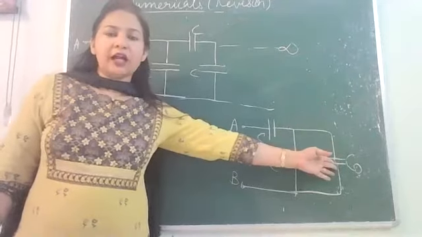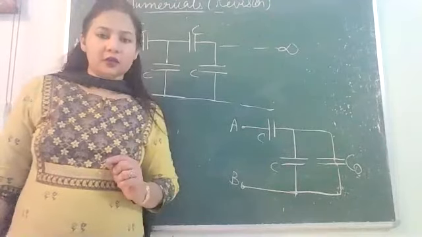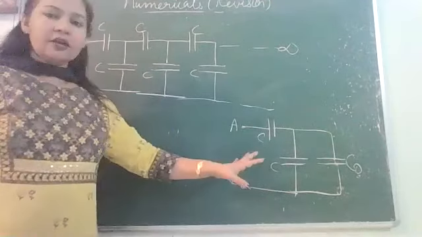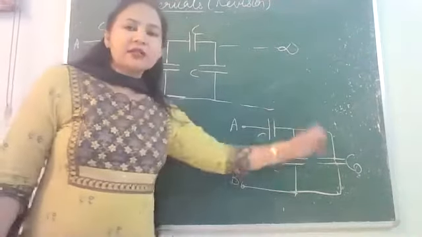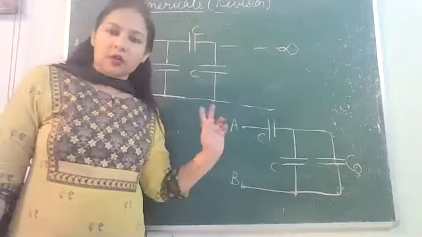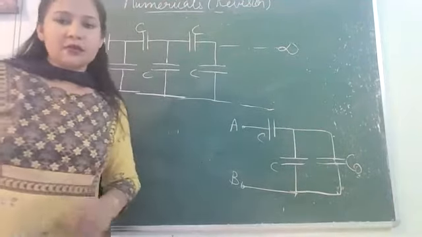If we add 1 more to infinity, it will still remain infinity only. So we have connected 1 unit plus the infinite network ahead. Now the capacitance of this network will also be C naught. So this will be our logic for solving these types of questions.